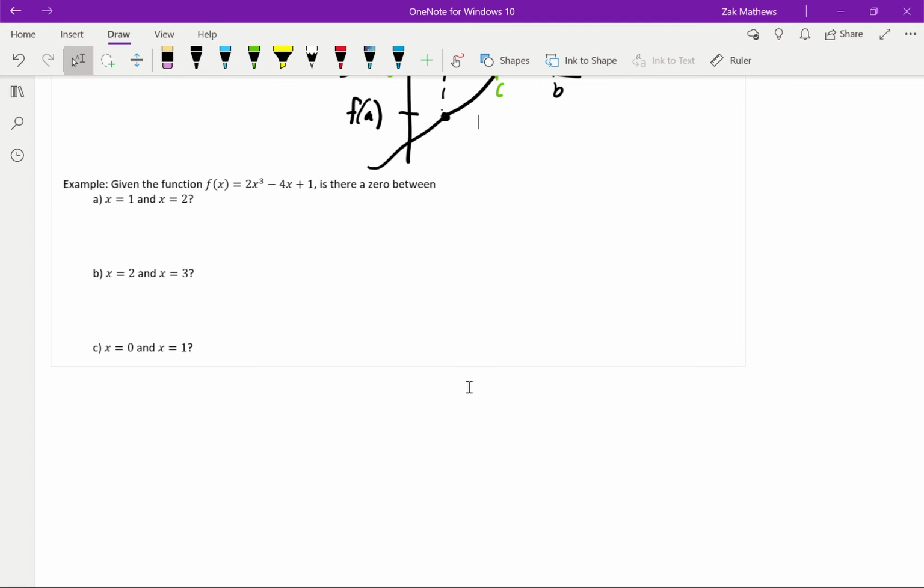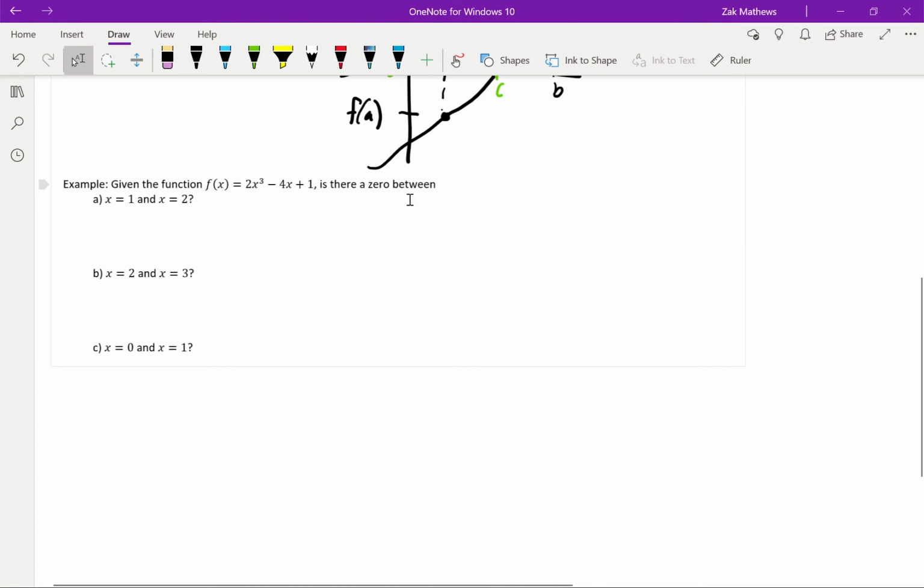This function is continuous. We know this is a polynomial function. It's degree 3. We know it would have a couple bends to it. We don't know exactly what it looks like in terms of its zeros because we don't know how to factor this right now, so we're kind of stuck. We don't know where the zeros would be. But what we can do is use our intermediate value theorem to help us narrow down where they are. So let's start with question A.